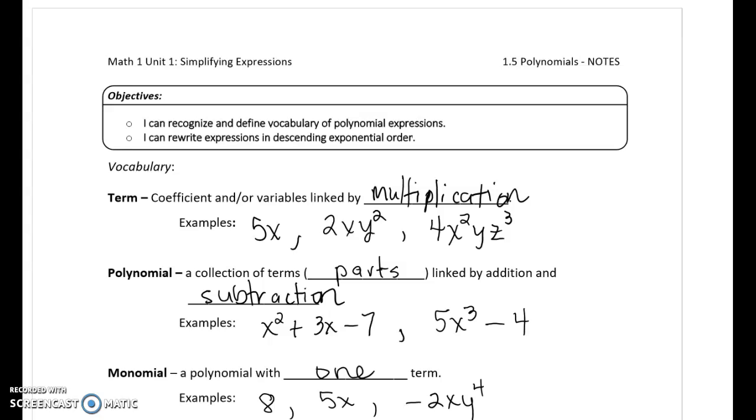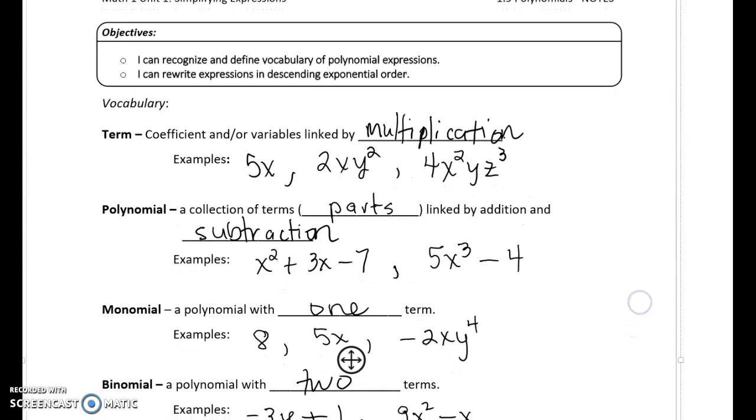Again, anytime you want to pause the video to give yourself time to copy stuff down, you can. So we'll start off with some vocabulary. The first one is called a term. A term is a coefficient and or variables linked by multiplication. Okay, so that's a term. It's a coefficient and or variables linked by multiplication.